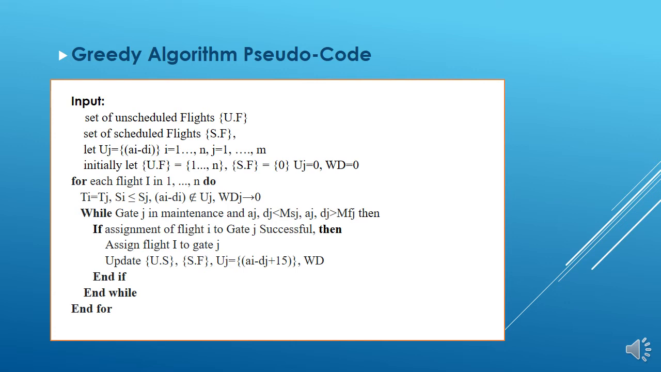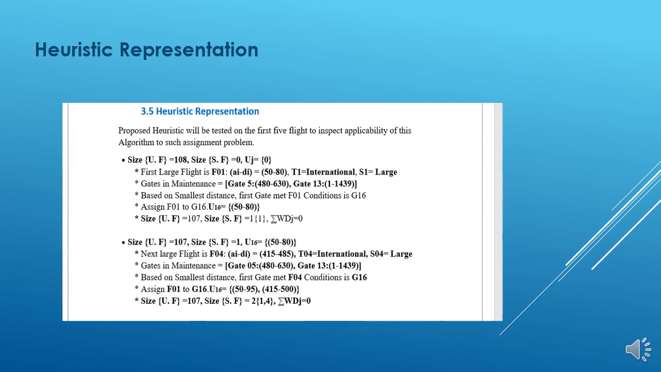And then we will go through each flight i in 1 to n. We will do the following: we will check the conditions. While gate j is in maintenance, we are going to check again if the time is overlapped with the arrival and departure time of the flights. And if the assignment of flight i to gate j is successful, then we'll assign this flight to gate j, and we'll update all the sets which we discussed before.